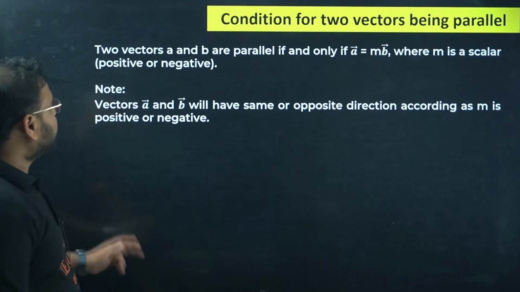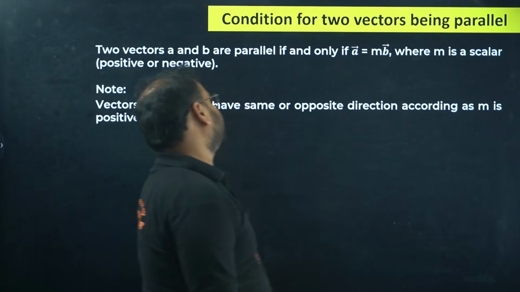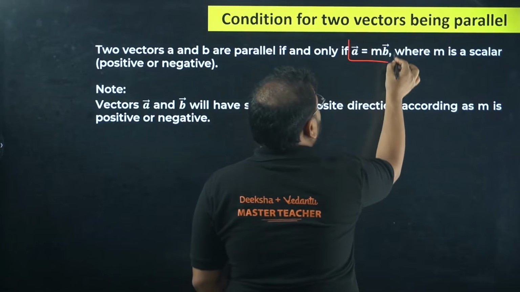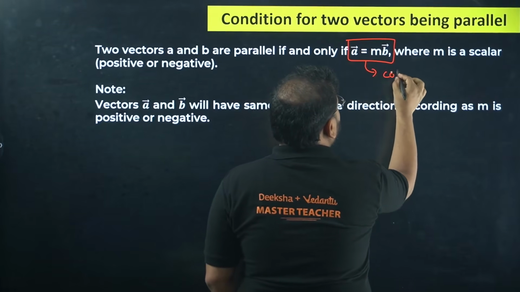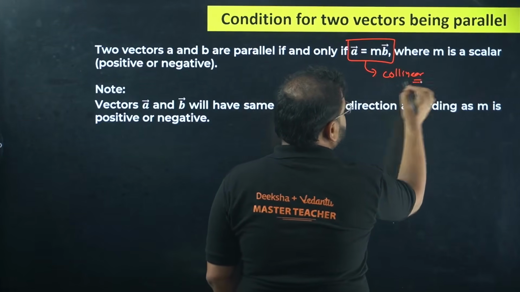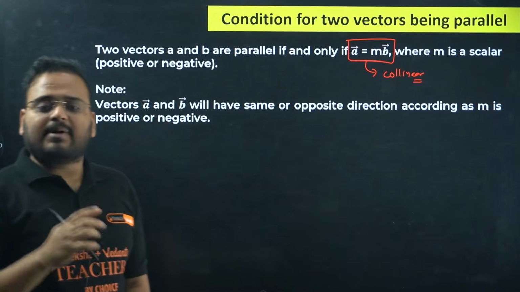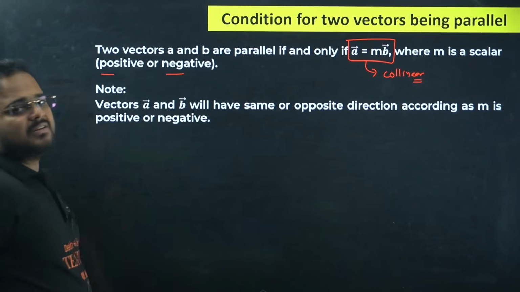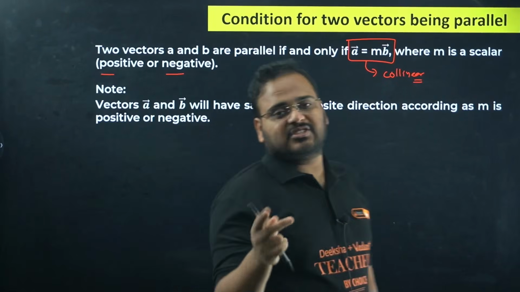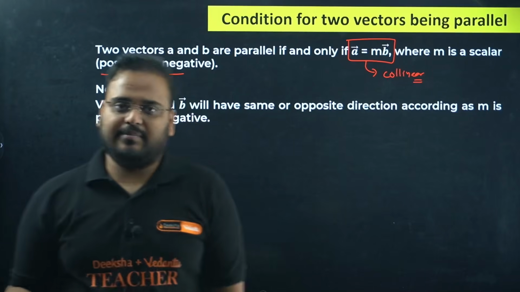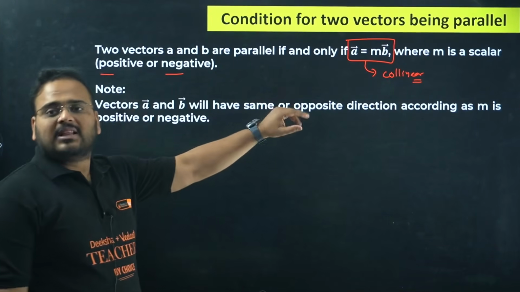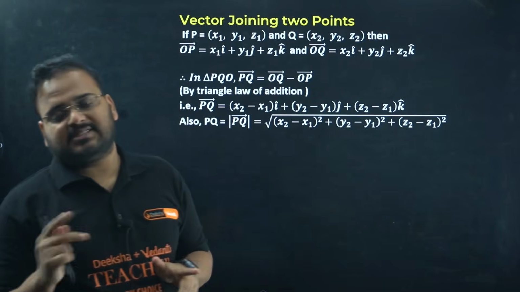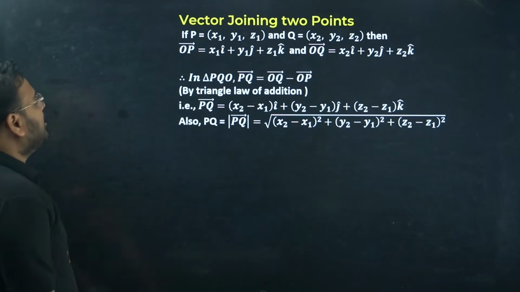Okay, got it? Condition for two vectors being parallel. Two vectors are said to be parallel if this condition is true. If you recall, this is the same as collinear vectors. Vector a by b will be a constant m. It can be either positive or negative, depending upon whether vectors a and b are in the opposite direction or in the same direction. If m is positive, it means the same direction sense; if it is negative, it means the opposite direction sense, of course.